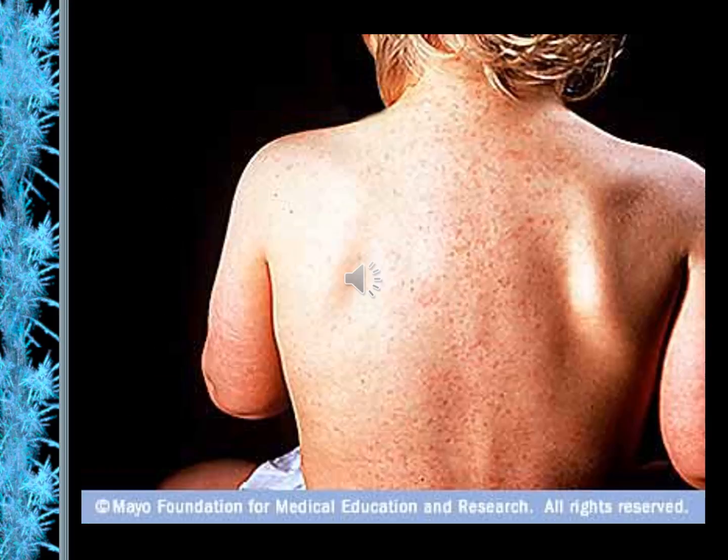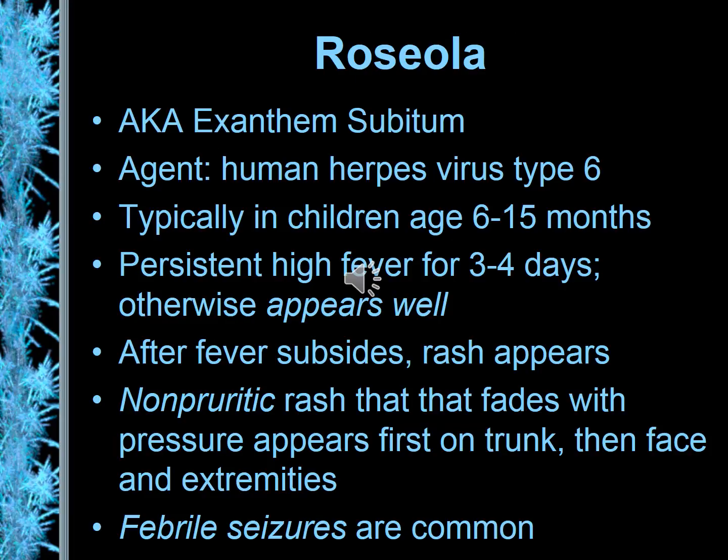This is simply a picture of a child that has roseola rash. So this is why I gave you the handout, because it can be very confusing and frustrating trying to differentiate between rubella, rubeola, and roseola. So the last R infectious disease we're talking about is roseola.